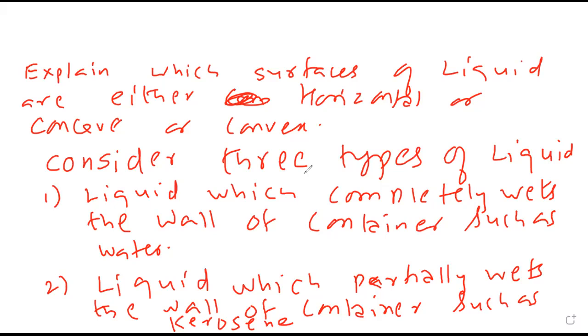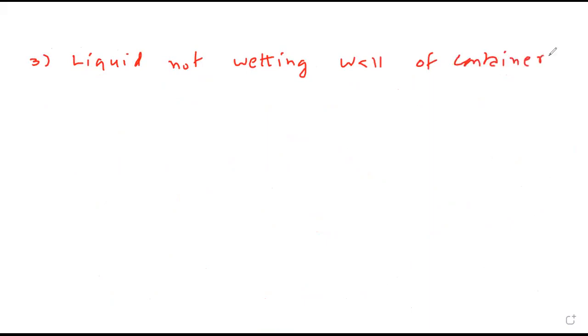Okay, done, sir. So one is completely wetting, second is partially wetting, third is liquid not wetting wall of container, such as mercury.